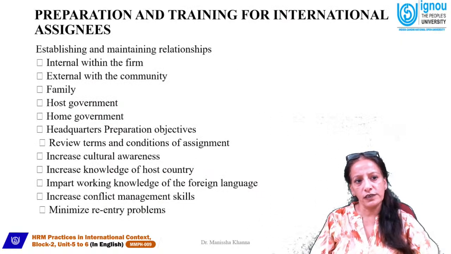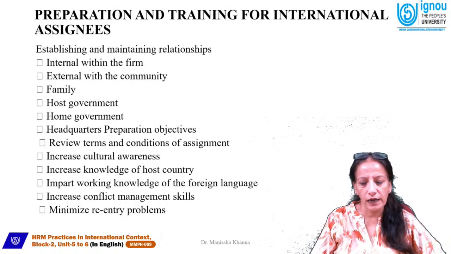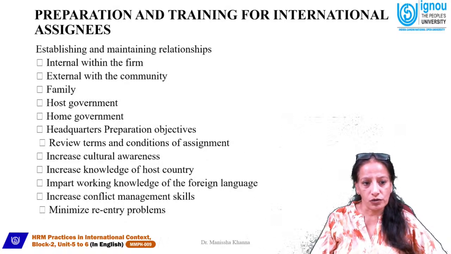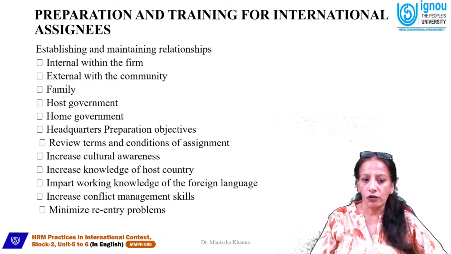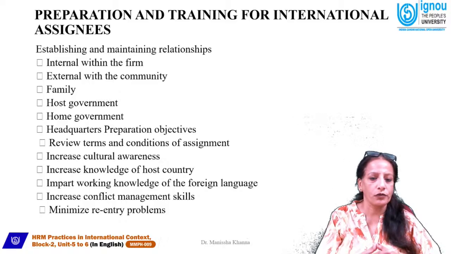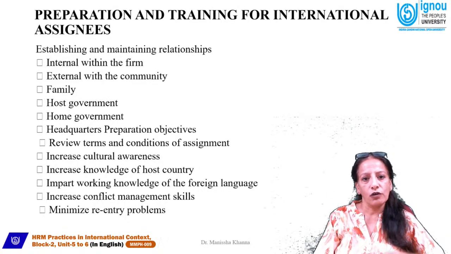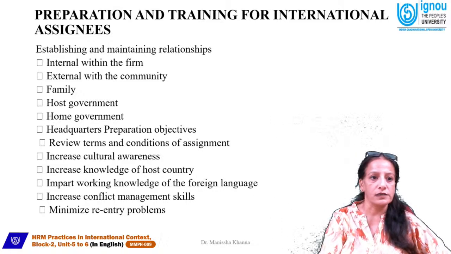Preparation of training for international assignees includes establishing and maintaining relationships internally within the firm and externally with the community, family, host country, home government, host government or headquarters, reviewing terms and conditions of the assignment, imparting knowledge of the foreign language as well as knowledge of the host country, minimizing re-entry problems, and increasing conflict management skills. Whenever conflict happens on cultural values, or at the adjustment stage, conflict management skills increase if they are more trained for international assignments.